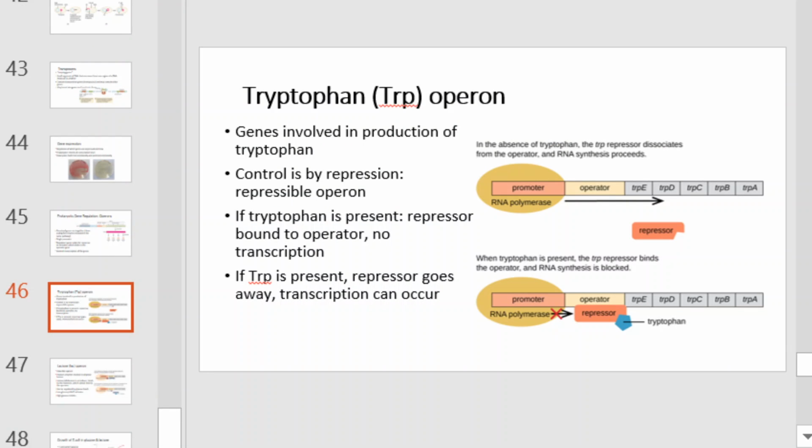As an example, we have the tryptophan operon. The genes are involved in the production of tryptophan, and it is controlled by repression through the use of a repressible operon. If tryptophan is present, the repressor will be bound to the operator and no transcription will occur. If tryptophan is absent, then the repressor goes away and transcription can occur.